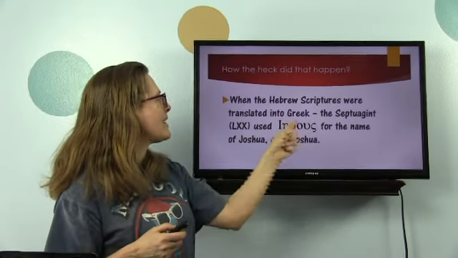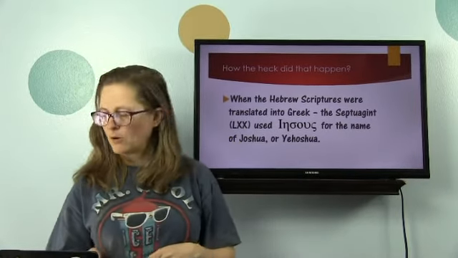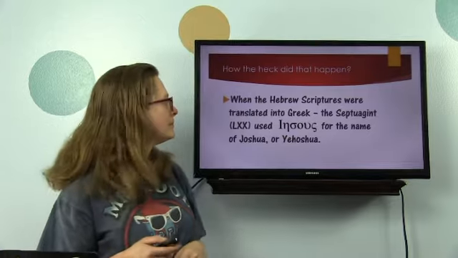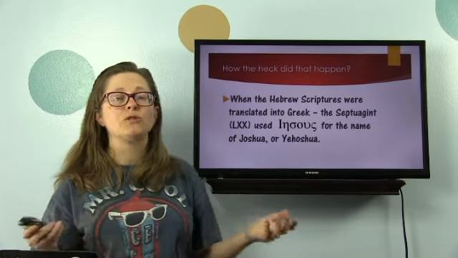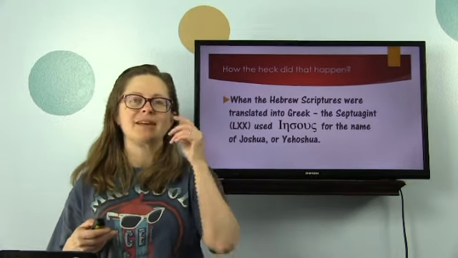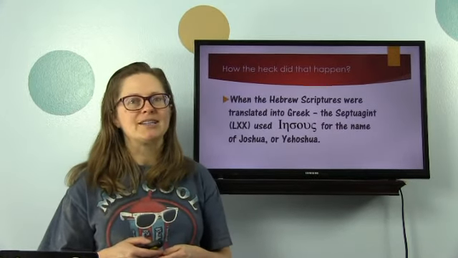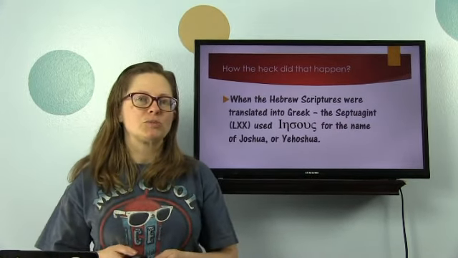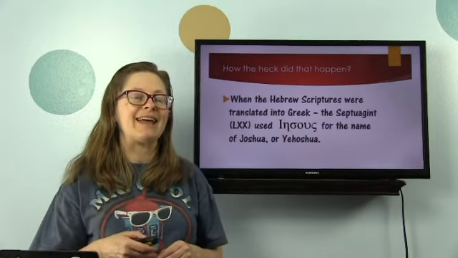So they used that, the word I showed you before, for the name of Joshua or Yehoshua. Joshua, of course, was the person who took over when Moses died and led them into the promised land. Joshua was one of the 2 spies, one of the only 2 spies, including Caleb, who didn't give an evil report about the land of Canaan.